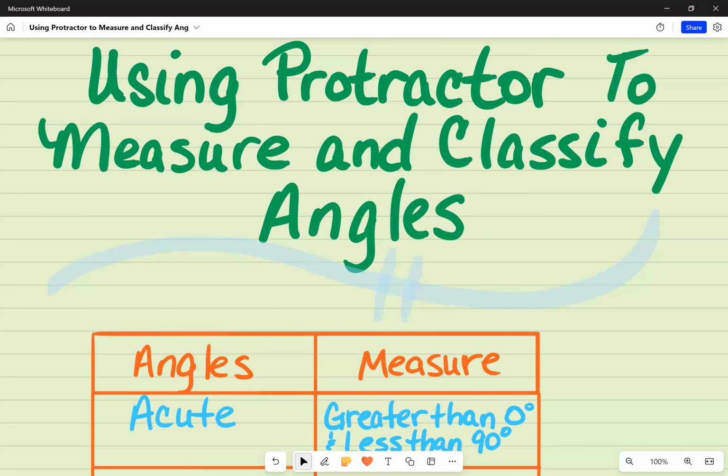Hi, today I will be demonstrating how to use your protractor to measure and classify angles.